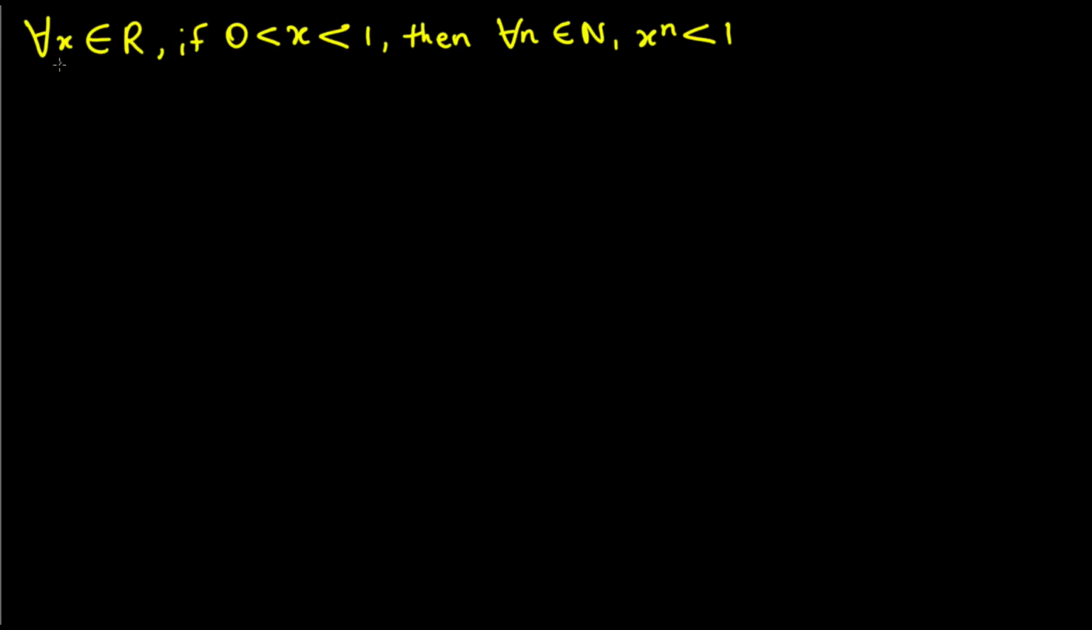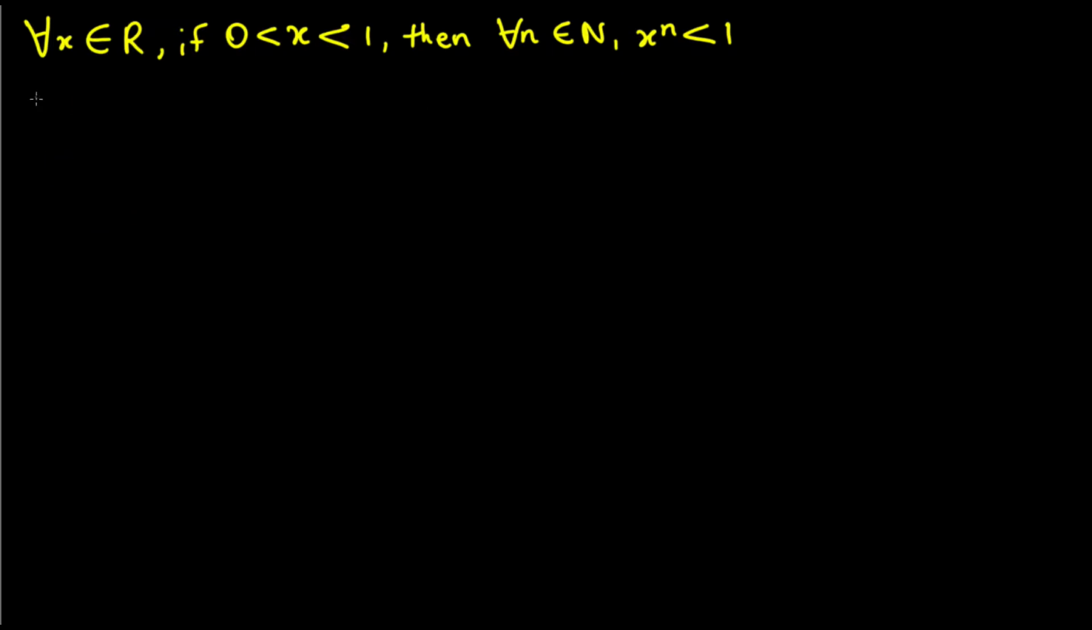In this video we are going to see how to prove this one using the well ordering property. Here this proposition says for all x belongs to the real numbers, if 0 is less than x and x is less than 1, then for all n belongs to the natural numbers, x power n is less than 1. Okay, we are going to see how to prove this one.